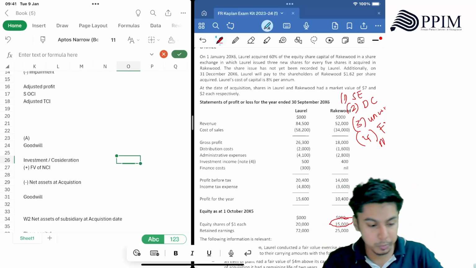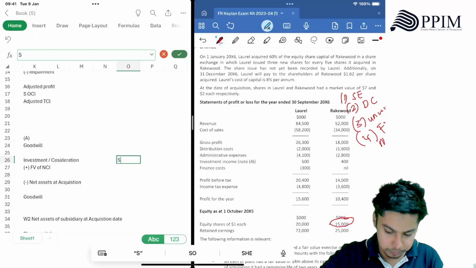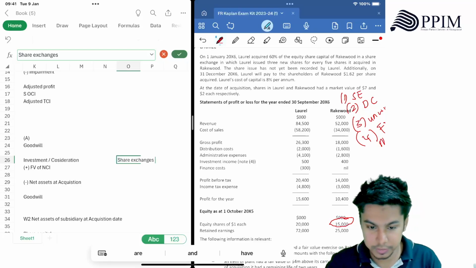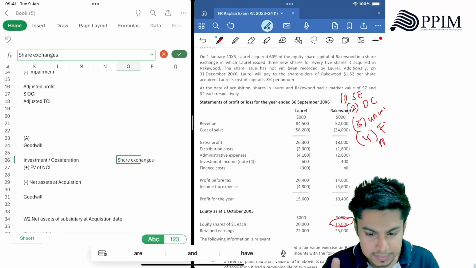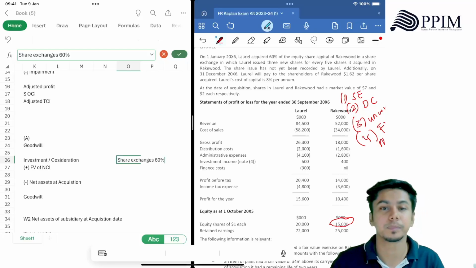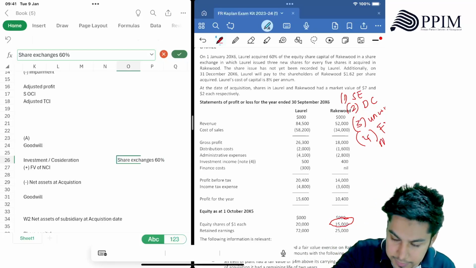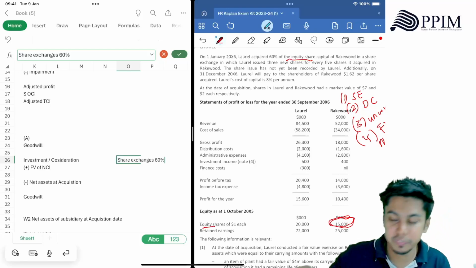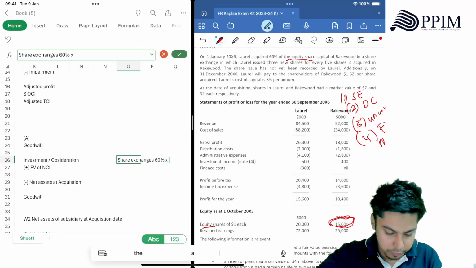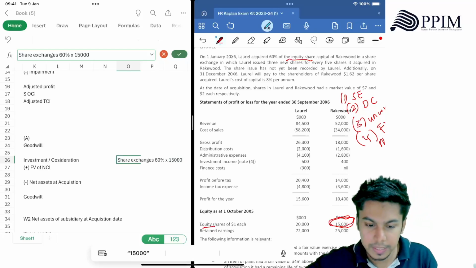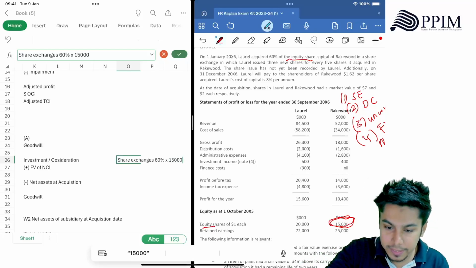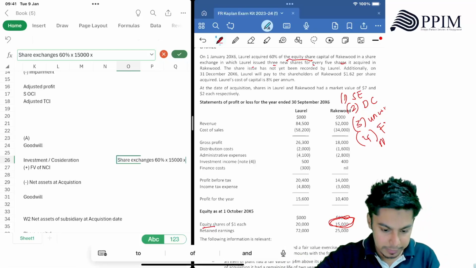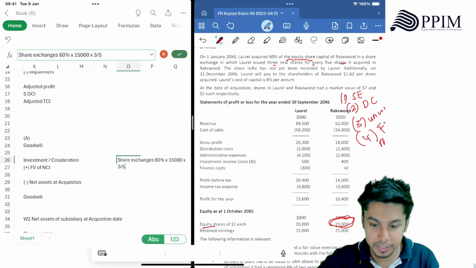Please put the heading share exchange. Right, now guys, see how I'm going to get the answer. What they are telling is Laurel acquired 60%. So I'll write here 60%, of the equity share. Guys, the equity share of Rakewood is 15,000. So let's go into 15,000, in a share exchange where they issued 3 for every 5. That means multiply by 3 divided by 5.